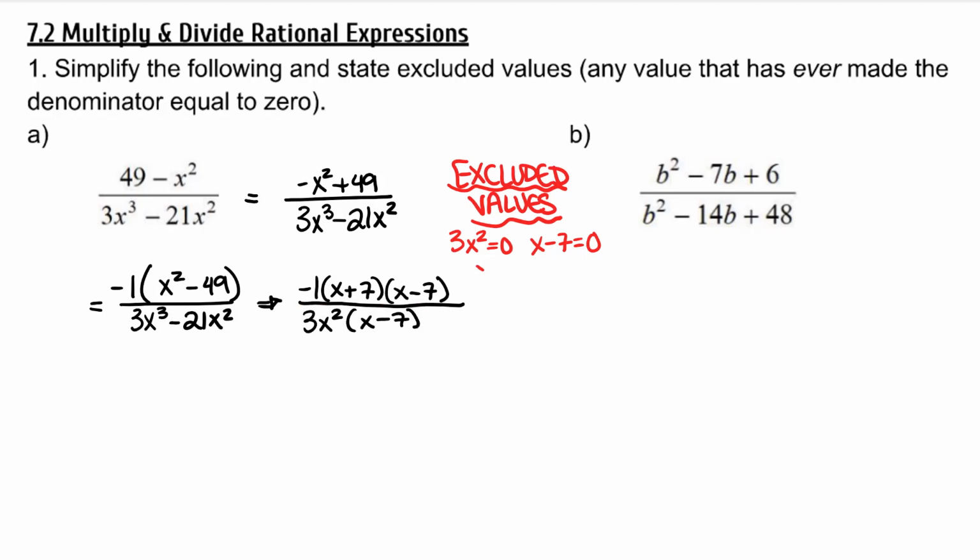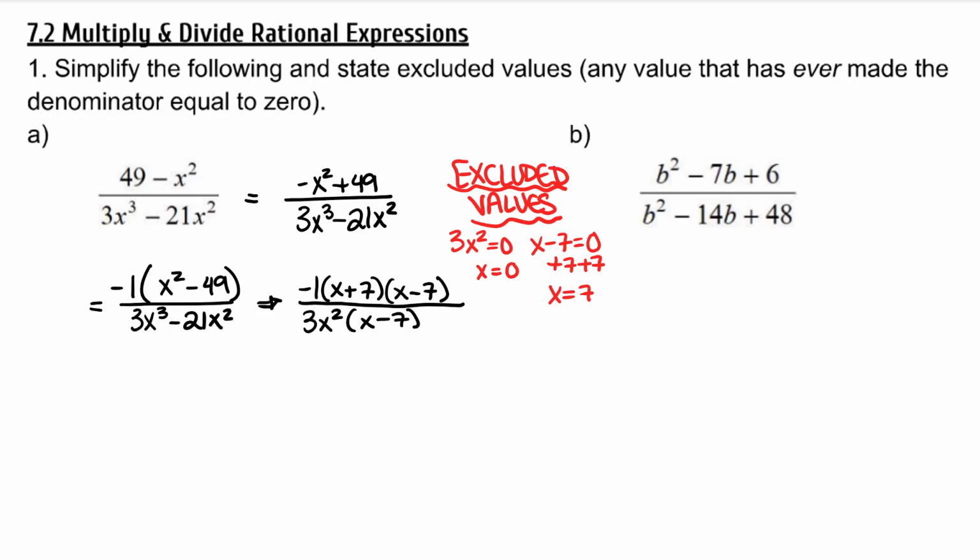Solve for x, and you get x equals 0. If you plugged in x equals 0, then your denominator would be 0. Solve for x again in the other factor, and you get x equals 7 would make the denominator equal to 0. So my excluded values are 0 and 7. X cannot be 0 or 7.